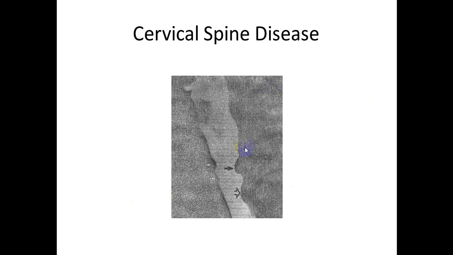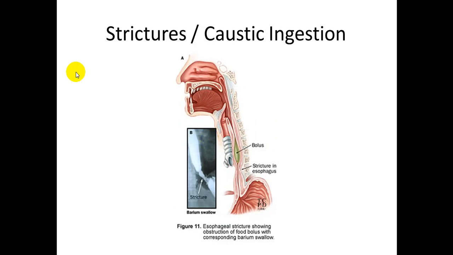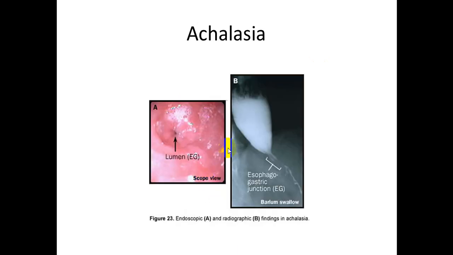Cervical spine disease, one of the causes of dysphagia, pressure symptom. Esophageal web and ring. This usually needs surgical intervention and is discovered by endoscopy. Stricture caused by caustic ingestion. Caustic ingestion like drugs. Top of the drugs is doxycycline, and corrosive material like chlor, ingestion accidentally or in a suicide attempt. Achalasia. Achalasia, loss of myenteric plexus of the lower part of the esophagus.